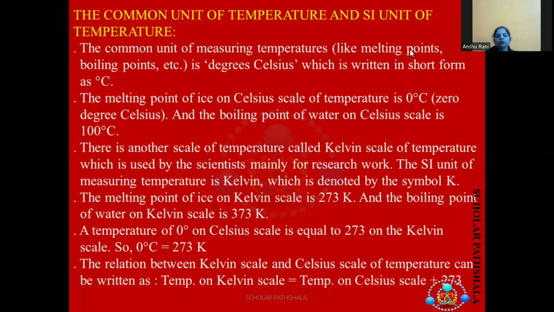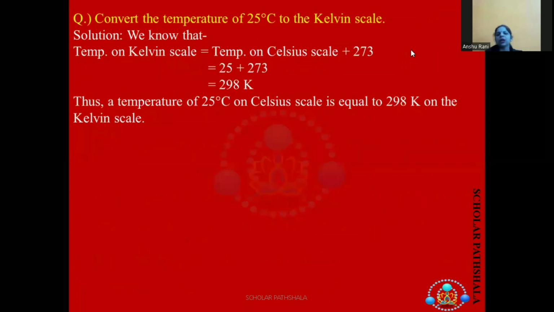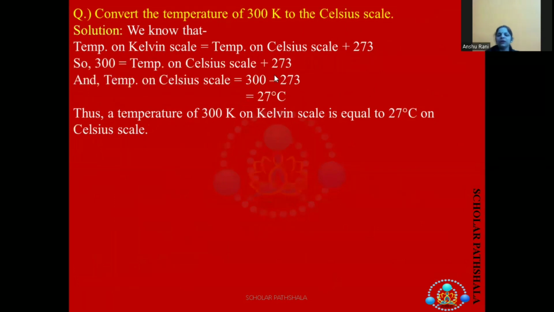And we have a conversion formula. 0 degrees Celsius is equal to 273 Kelvin. So if you want to convert these temperatures into Kelvin scale, you just add 273. Like here we have 25 degrees Celsius. When we add 273 to it, it will give you 298. So 25 degrees Celsius is equal to 298 Kelvin. Then if you have temperature in Kelvin scale and you want to convert it back to degree Celsius, you have to subtract 273. It will give you the value in Celsius scale.